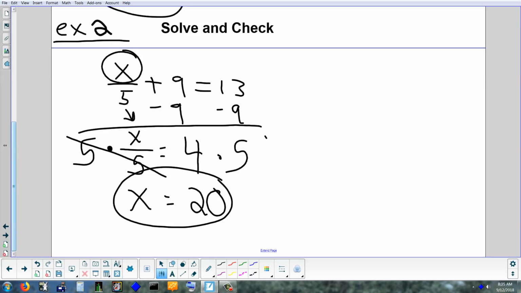How would I write that out to check it? Donovan? 20 over 5 plus 9 equals 13. Now I just simplify, right? Melanie, what can I simplify? You can simplify the fraction. Okay, which comes out to what number? 4. 4. Because remember, like I told you guys, a fraction is really just a division problem. This means 20 divided by 5, like Melanie just told us, it's 4.